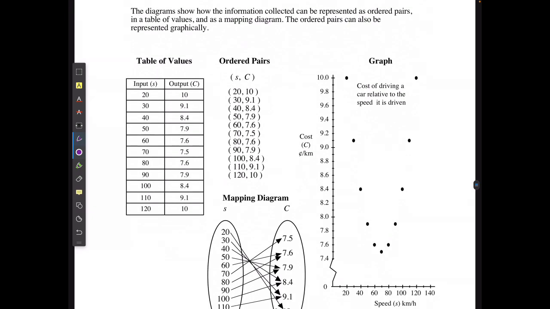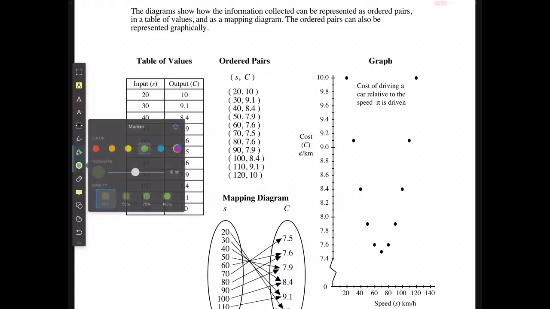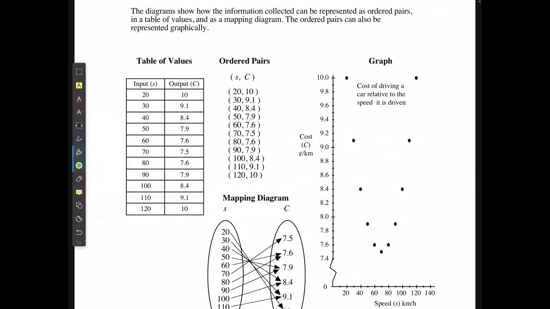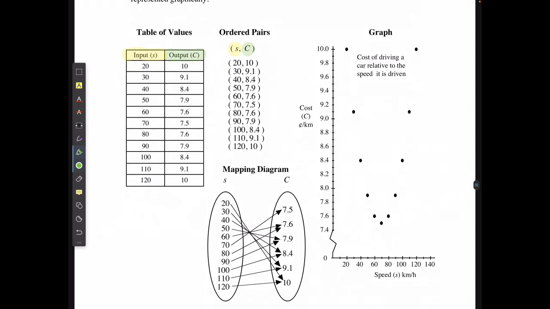The diagrams show how the information can be represented in different ways. So if I'm doing it as a table of values, the table can be vertical or horizontal. In this case, I used a vertical table. And we can see that here, if it's vertical, our output is always on the right, and our input is always on the left. If we're doing ordered pairs, input on the left, output on the right, just like with our previous case.